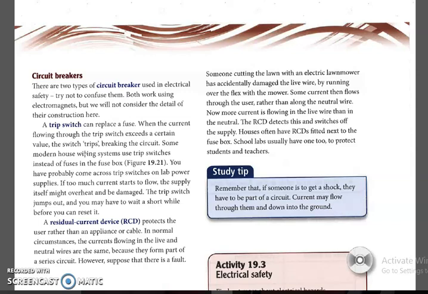Suppose the current flowing through a particular appliance is more than this current value, what will happen? It will break the circuit and the switch trips. When we replace the apparatus or appliance, it will be working back in a similar condition. So some modern houses use trip switches instead of fuses in the fuse box. You have probably come across trip switches on a laptop power supply. If too much current starts to flow, the supply itself might overheat and be damaged. So the trip switch jumps out and you may have to fix the fault before you can reset it.